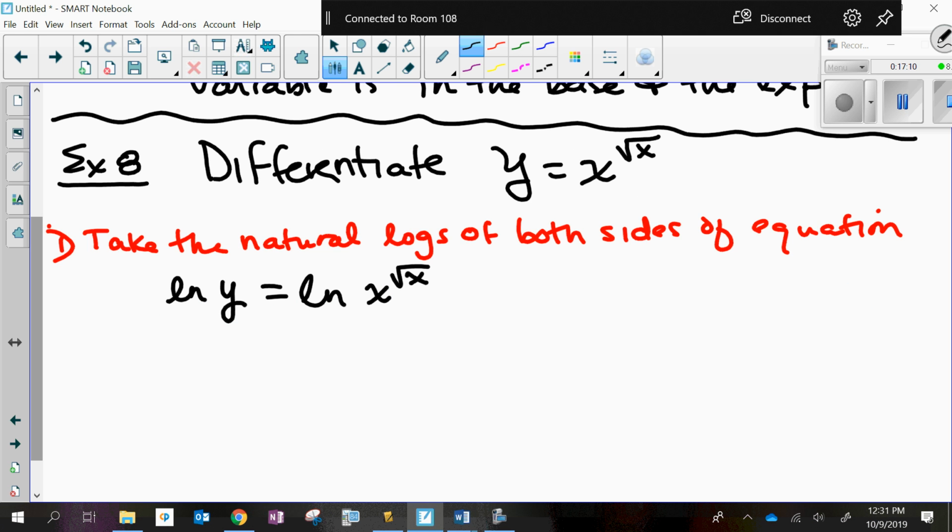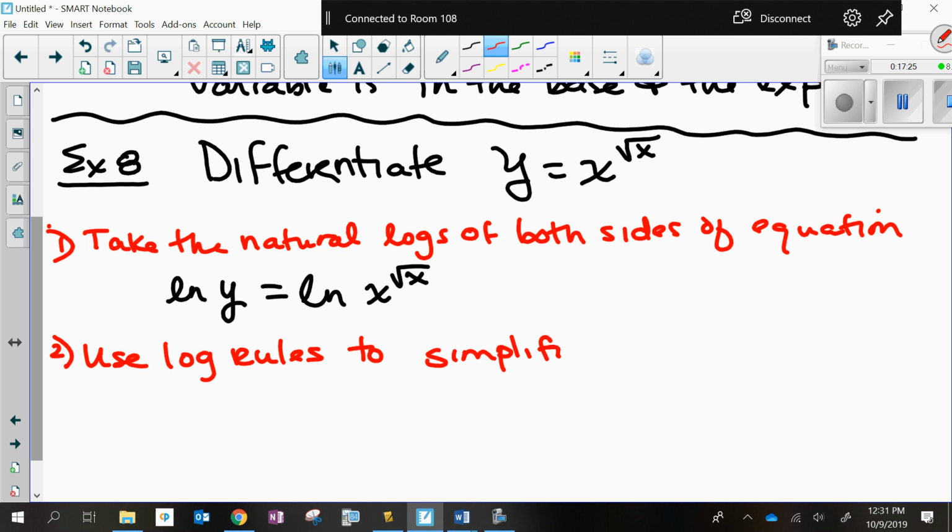Okay, pull it out. Then use your log rules to simplify. So ln y equals radical x goes over on the front side times ln of x, and that is multiplication.